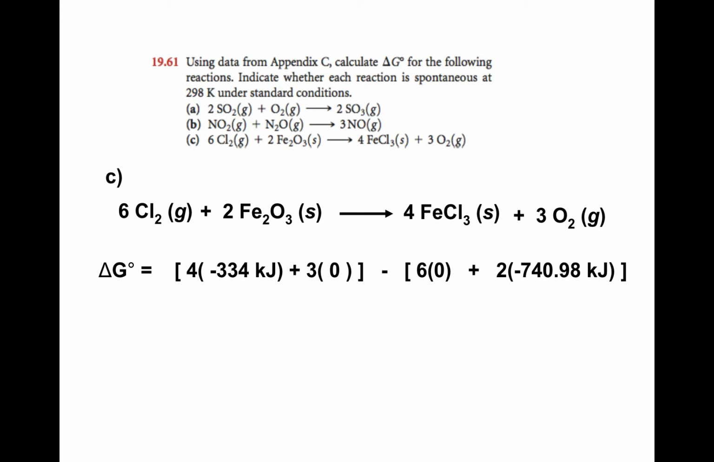Plug into products minus reactants, just like with delta H. The delta G values at standard conditions are 0 for elements. If I get a positive value for delta G naught, I have a non-spontaneous reaction.